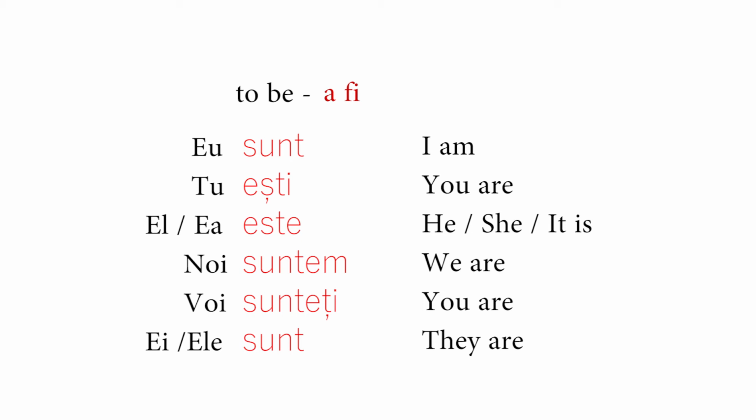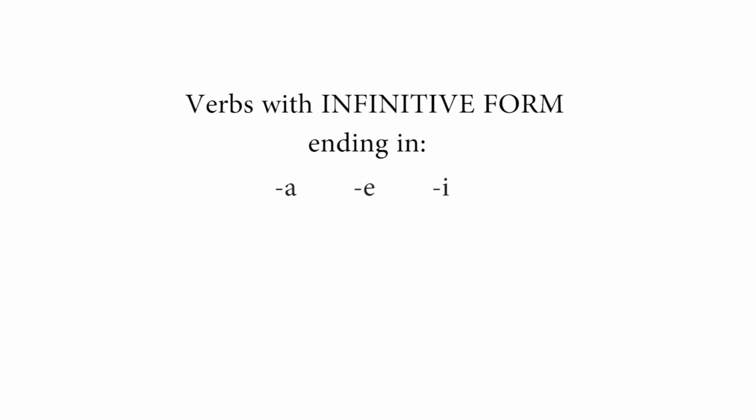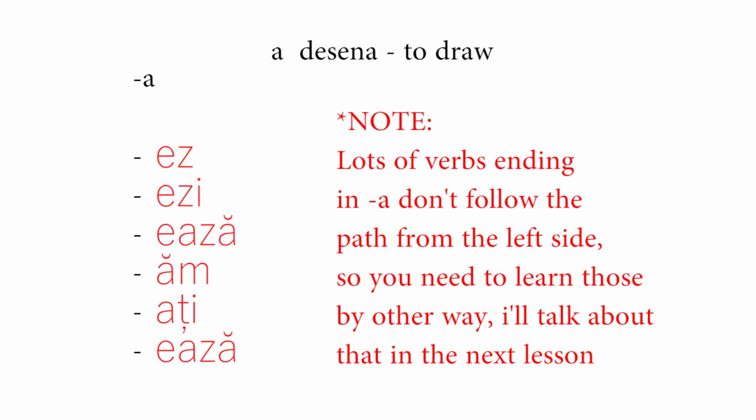But for the rest of them, the regular ones, the way you conjugate them is quite similar. There are three ways you can conjugate them: a, e, and i. So the first one, we're going to use a desena, which means to draw. We need to follow this path, and many verbs follow this method, so it will be easier for you to conjugate them.